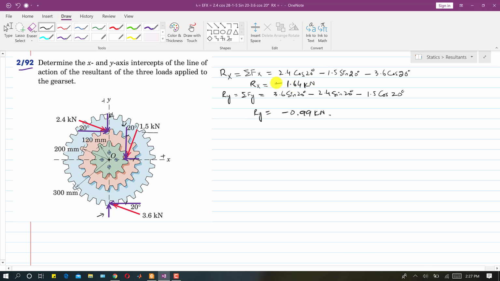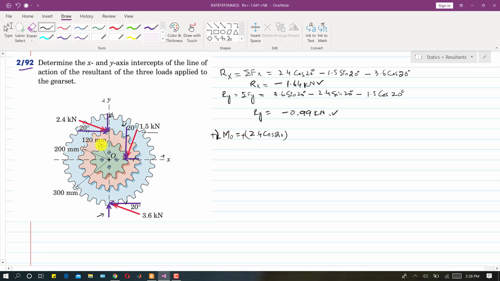When we solve this, Rx is equal to minus 1.64 kilonewton and Ry is equal to 0.099 kilonewton. The next step is to find the moment about O. The total moment about O will be equal to the moment produced by this component. This component is producing clockwise moment. First let's assume that the clockwise moment is positive. This is the cos component, 2.4 cos 20 degrees, producing clockwise moment, so it will be positive.